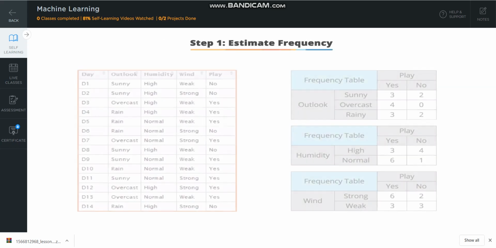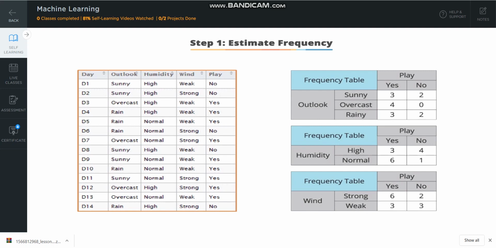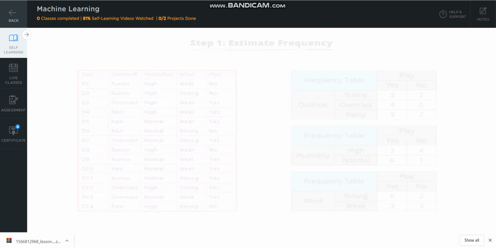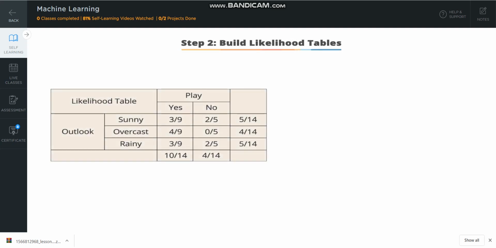The first step is to build the frequency table for each attribute against the target. The next step is building likelihood tables. As you can see from the likelihood table, we have all the required data to calculate the posterior probability.